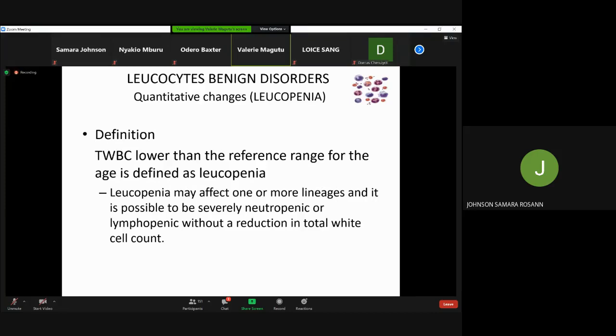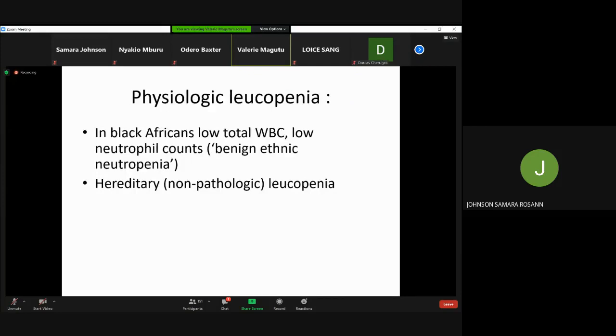Let's go into leukopenia, where there's a reduction of your white cell count, and that's usually taken as lower than the lower limit of the reference range for age. So again, it may affect one cell line, and it could be physiologic or pathological. So the physiologic leukopenia, for example, in Black Africans, we tend to have a lower total white cell count, and it's usually because we have a lower absolute neutrophil count. You might see this in textbooks referred to as benign ethnic neutropenia, though there's some controversy over that because it's a normal process. It shouldn't really be referred to as a disorder. Then you can get hereditary or familial leukopenias, which has also been documented.